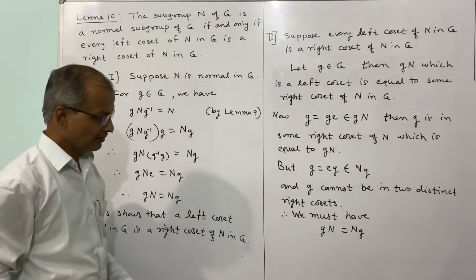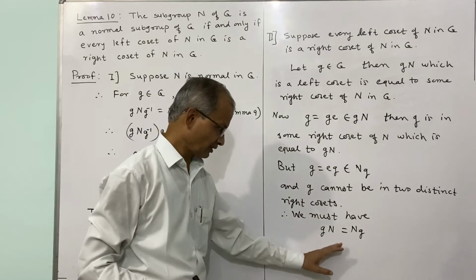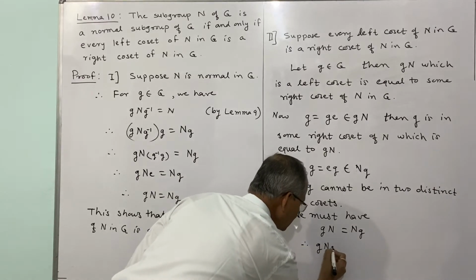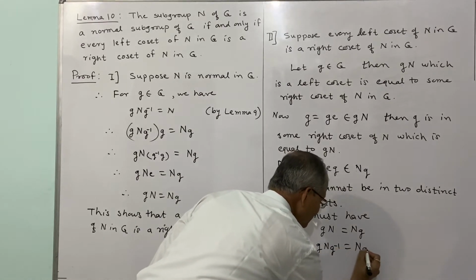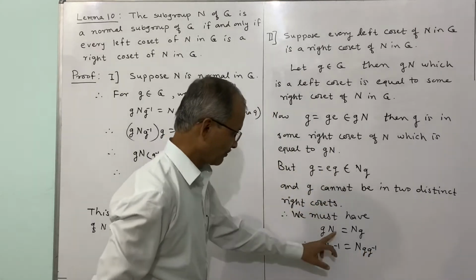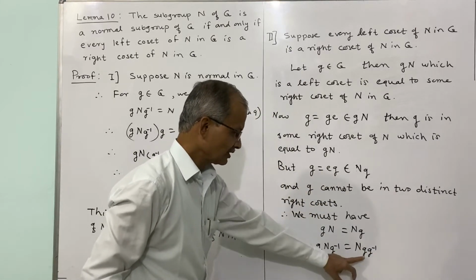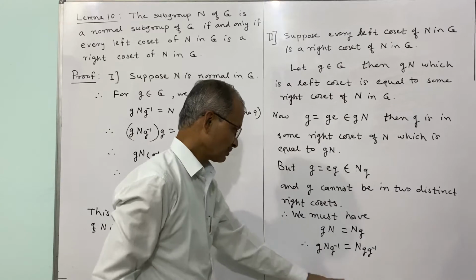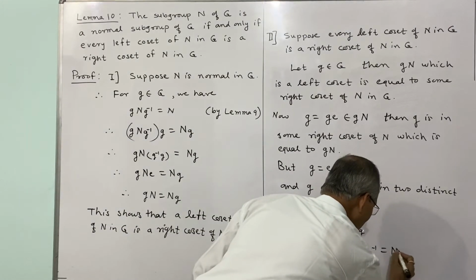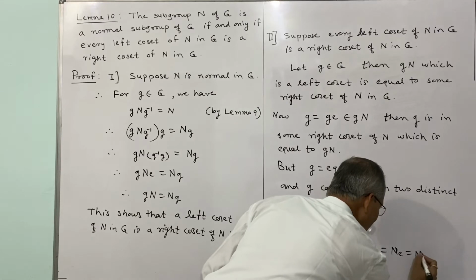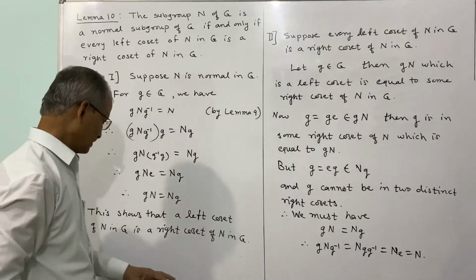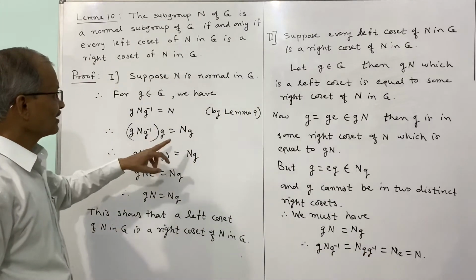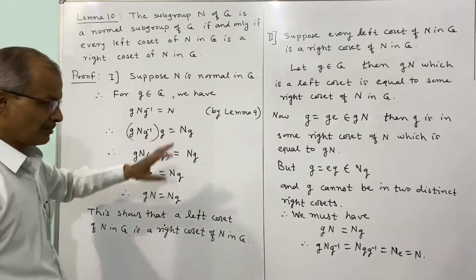Now we can post multiply by g inverse. Post multiplying both sides by g inverse, what do we get? That is Ne, and that is N. So this is equal to Ne, and e is the identity, therefore this is N. And thus what we have is g N g inverse is equal to N. And if we have gNg inverse equal to N, then N is normal by lemma 9.